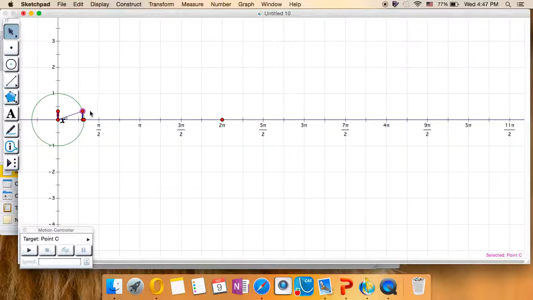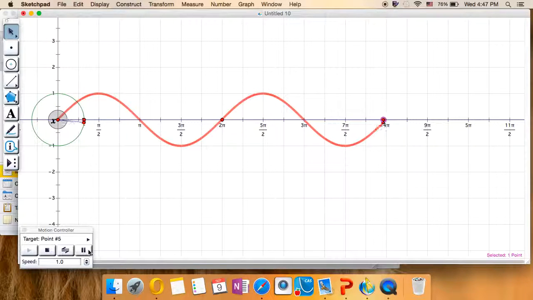Okay, so we are going to animate these two points. Just put it over here, and just move this over here. Let's see, hope it works. There you go. Now it reaches 2 pi, and goes to 3 pi, and 4 pi.